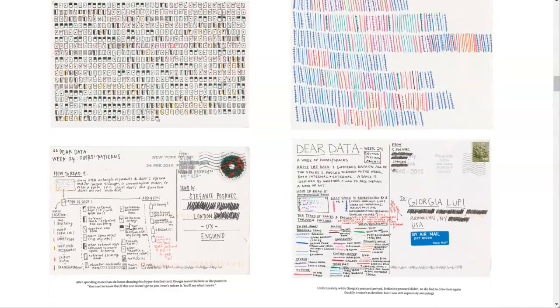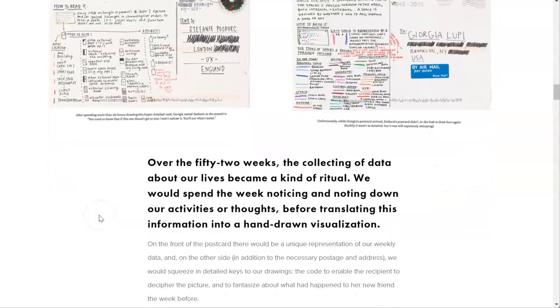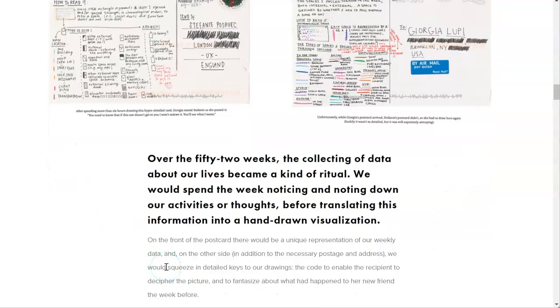They had a week of doors, so doors that they went through, either physically or some other type of door. So here it was the building where they work, maybe the cafe, a pub, or a restaurant, a client's space, getting in and out of transportation like elevators and taxis and so forth. Very, very interesting data. They collected this for 52 weeks, and it became like a ritual, and they would spend the week noticing and noting their activities before they translated it into some kind of hand-drawn visualization.